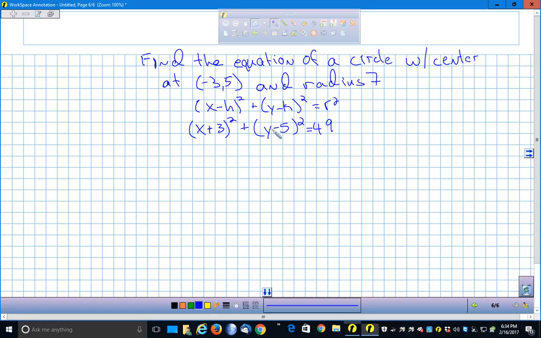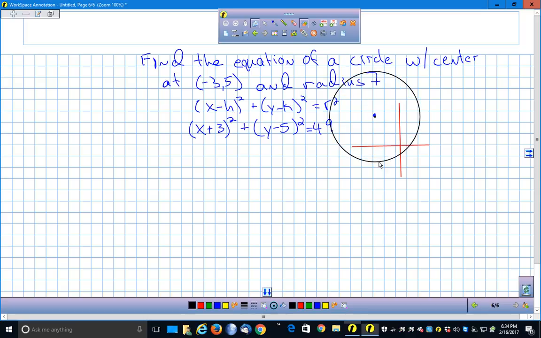And if I want to find, for instance, what is the y coordinate when x is -3, I could go through that process on the last page and find that. And I could sketch this circle. Let's pretend that this is a point, (-3, 5). Let's pretend that this has a radius of 7, and then I could just sketch my circle. There it is, somewhere around there.